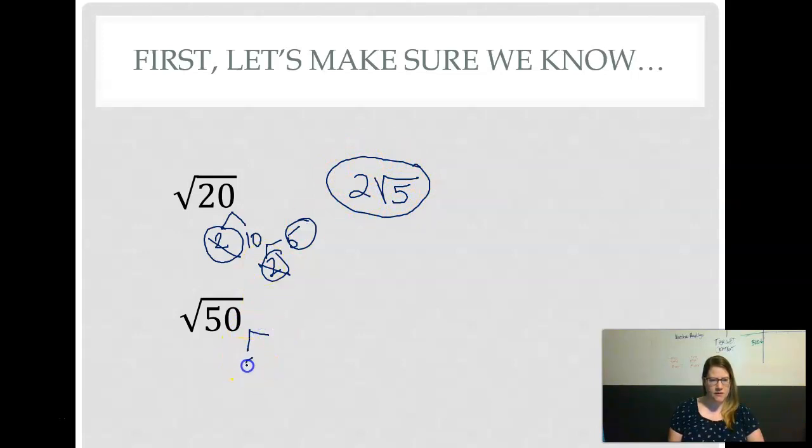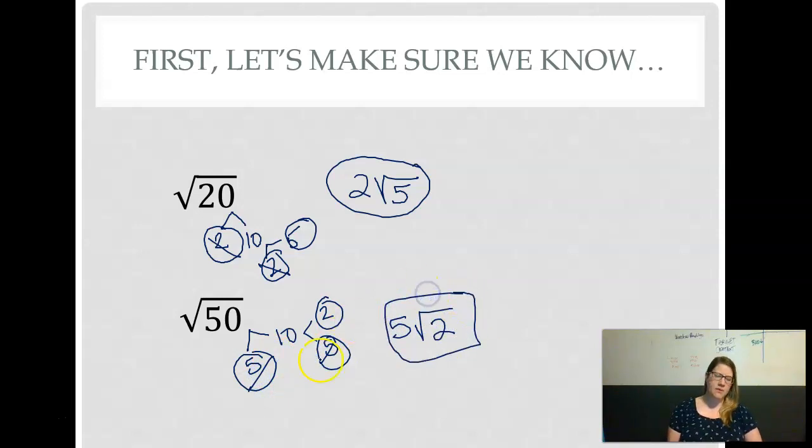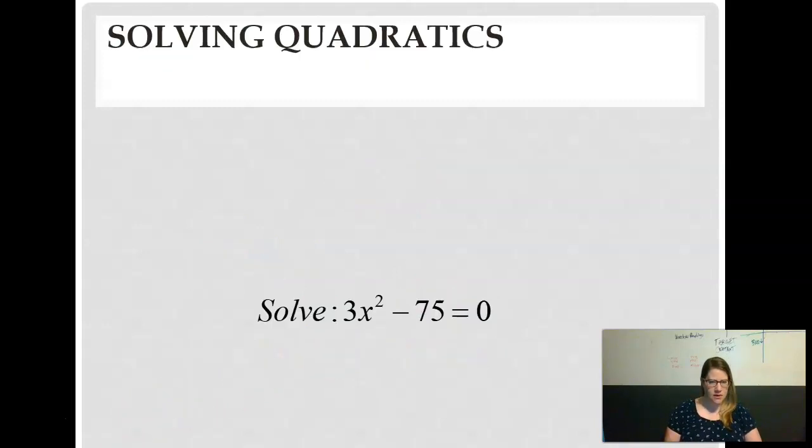So 50 would be 5 times 10. 5 is prime, so I'm going to circle that. 10 is 2 times 5, and then I have those two 5s underneath. And the 2 would need to stay under in that one. So that would be the exact form. So we're going to use this in our solving quadratics.